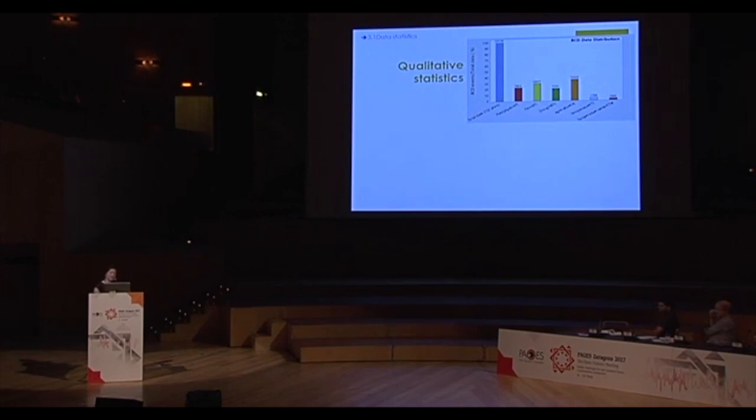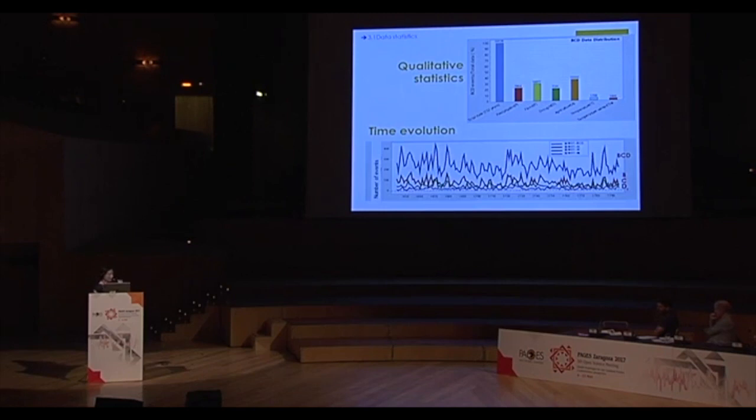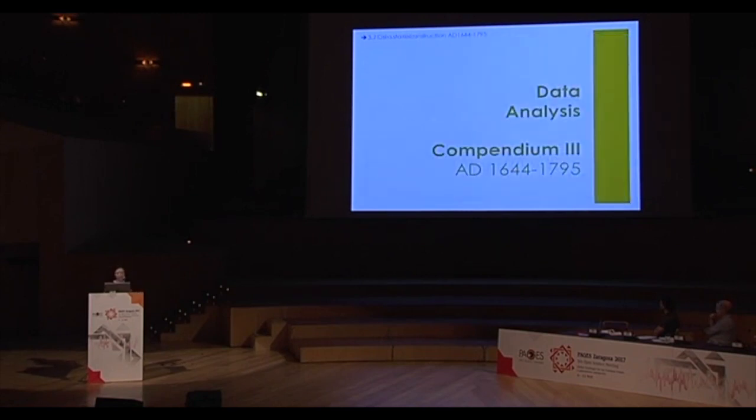Okay, these are the quantitative statistics of the records. As you can see, most of the records fall into the categories of precipitation, flood, drought, and agriculture. And this shows the total number of events every year, and you can see the time evolution of these events. D has less data compared with B and C. So that is the data profile.